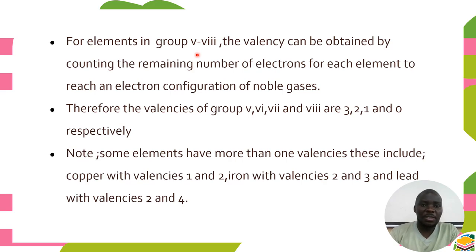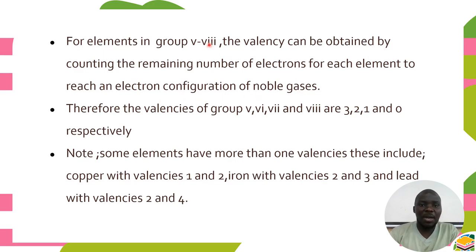If we go, for example, aluminium is found in group number 3 and it has 3 electrons in the outermost shell, it means its valence is 3. While in group number 5, for us to find the valence, we usually count the remaining number of electrons for each element to reach an electron configuration of noble gases.